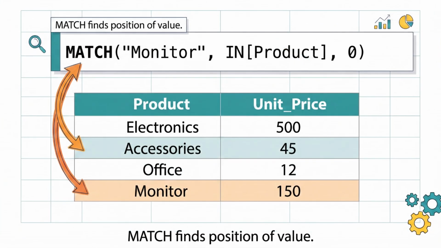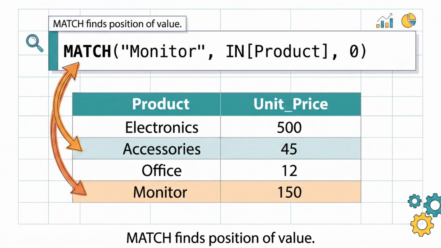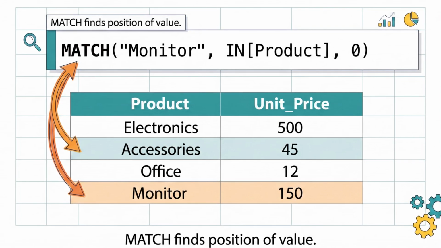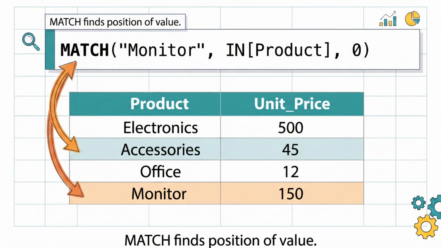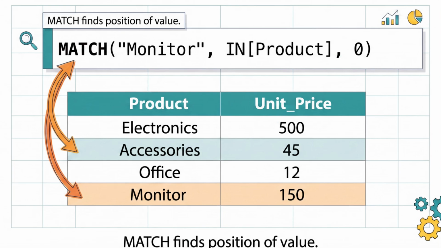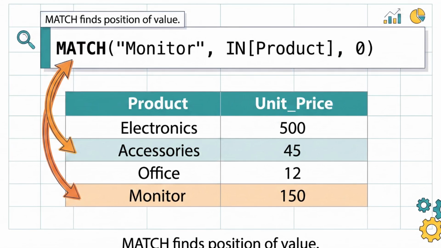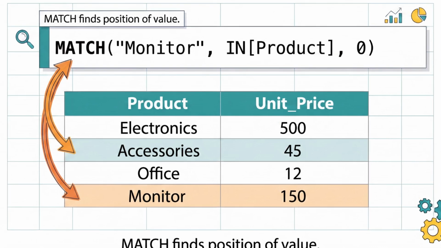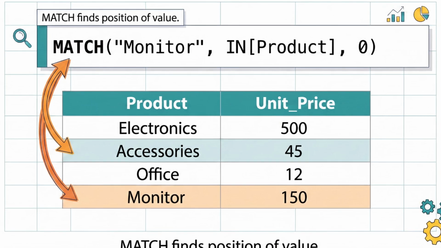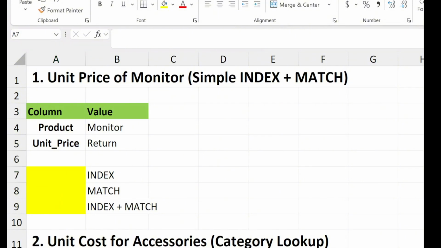MATCH is the second half of the engine. MATCH finds the position of a value inside a column. It returns the row number where the value appears. MATCH is dynamic. If your data moves, MATCH adjusts automatically. MATCH always uses exact match in professional reporting because exact match guarantees reliability. When you combine INDEX and MATCH, you get a lookup engine that works in any direction and survives any layout change. Let us begin with our first demonstration.